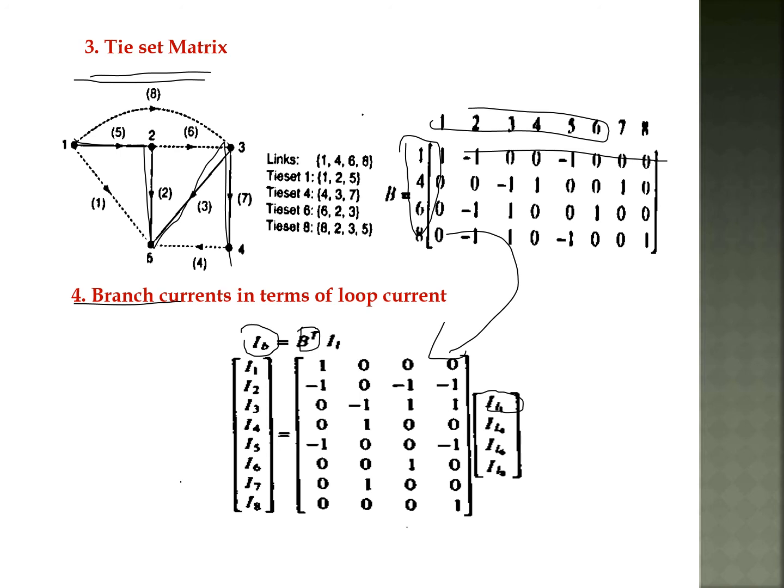And branch current. Branch current is given by the tie set matrix, that is B transpose I_L. So that is I_B, branch current. How many branches are there? 8 branches. For 8 branches, I1, I2, I3 up to I8 equals transpose of B into I_L. This is the loop current.